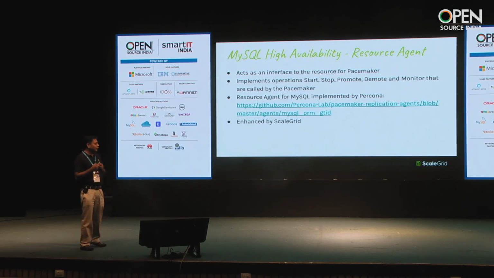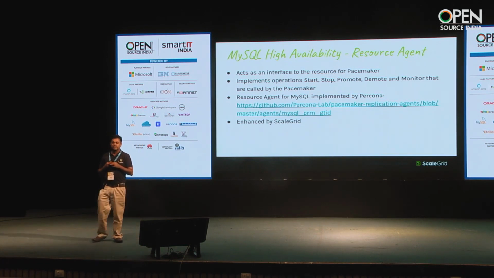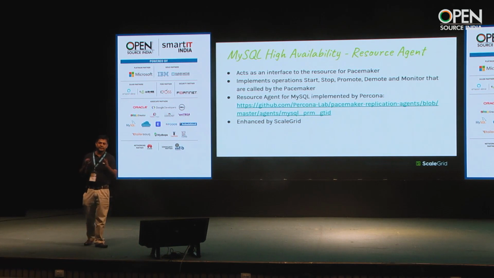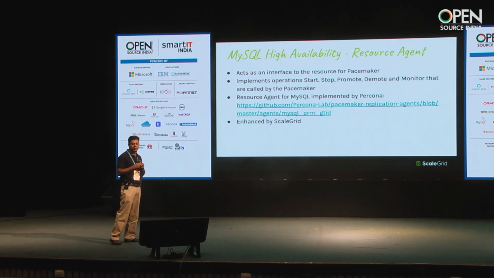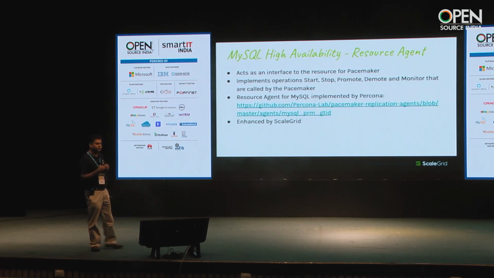So the third component we have here is called the resource agent, and as I mentioned before, this acts as an interface between the resource and Pacemaker. This is the agent which actually implements various operations like start, stop, and so on, that Pacemaker is going to call or make use of to talk to the resource or manage the resource.